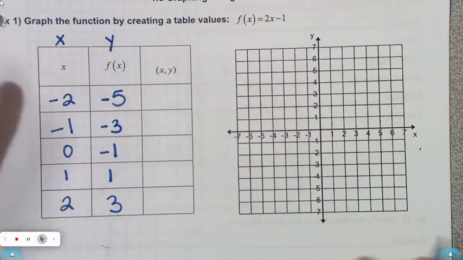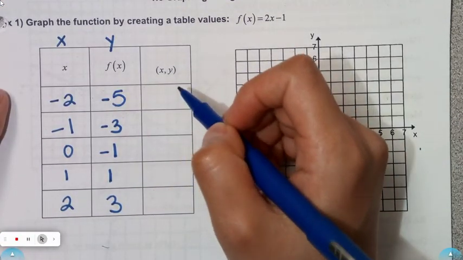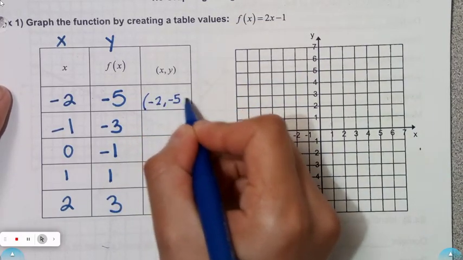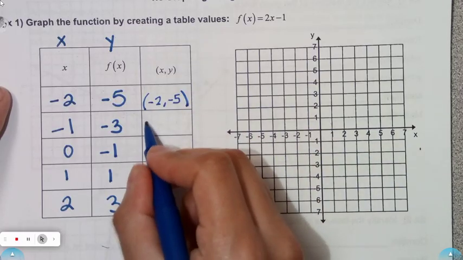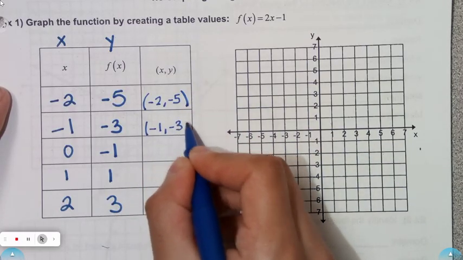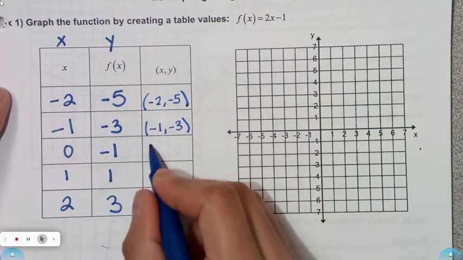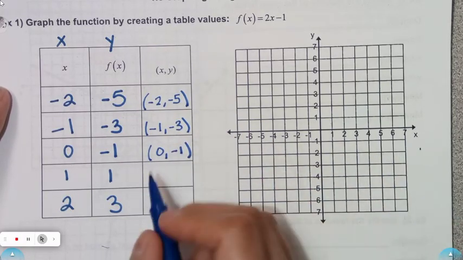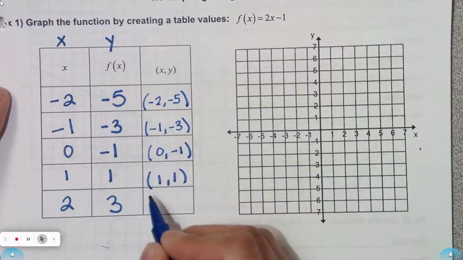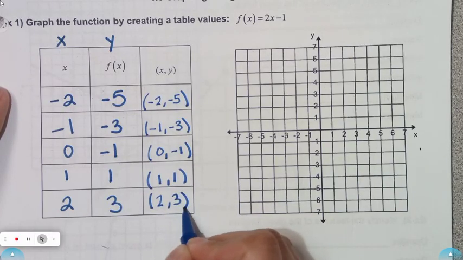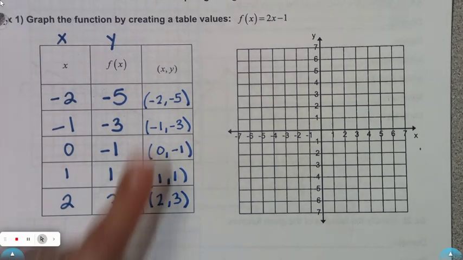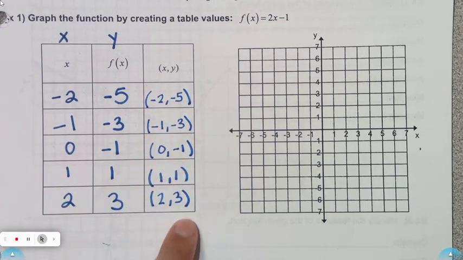The last thing I have to do is write it as an ordered pair, as a point. So this is written as -2, -5. This one is written as -1, -3. Okay, I have 0, -1, 1, 1, and 2, 3. Okay, perfect. The last thing I'm going to do is plot these 5 points on my graph over here.